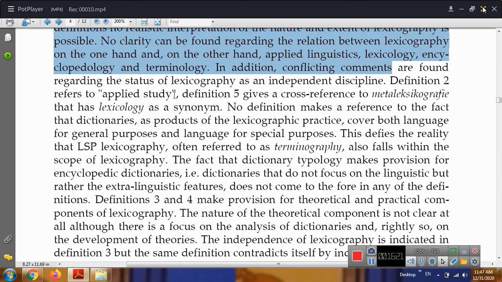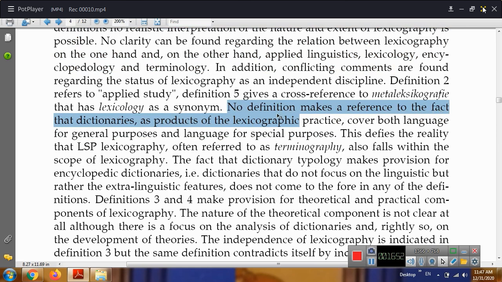Okay, here we can see the analysis of the above mentioned definitions. Definition 5 gives a cross-reference to metalexicography, which has lexicology as a synonym. Now, definition makes a reference to the fact that dictionaries, as products of lexicographic practice, cover both language for general purposes and language for special purposes.